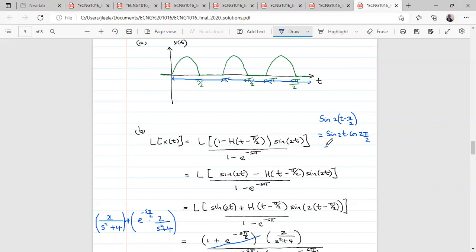And then you're minusing cos 2t sine 2 pi over 2. Right? So now we know that sine 2 pi over 2 will be just sine pi, which is 0. So this term here will drop off. Right? Sine 2t cos pi over 2, well, that will be cos pi. Right? So that will actually be minus, cos pi is minus 1. So that is minus sine 2t.